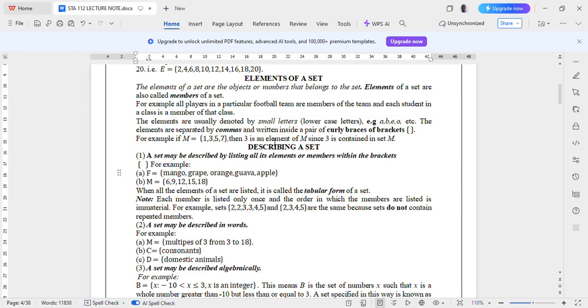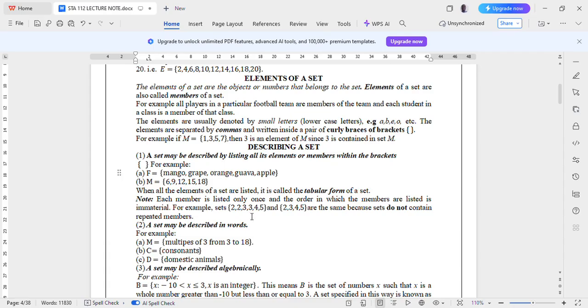But if you don't do that, it's just like how you are seated in the class. You are not sitting according to your name on the register. You are just seated anyhow. In as much as you are a member of that class and you are in the class, that's all. You can be referred to or referenced from anywhere in the class. Just so, the member of a set can be referenced from any position. So the arrangement does not really matter.